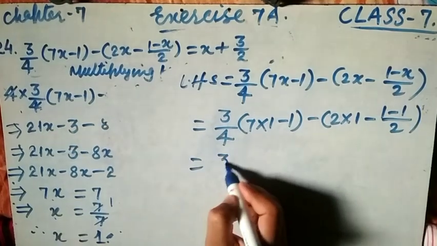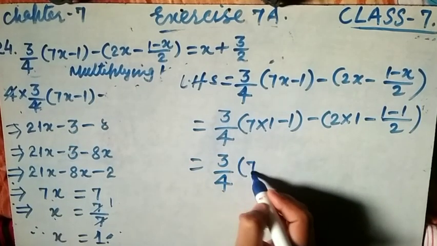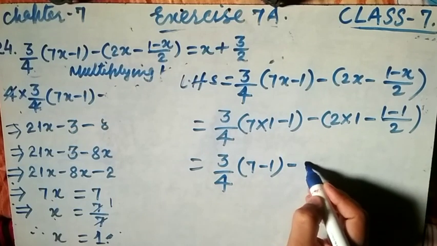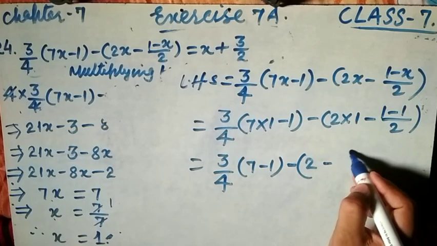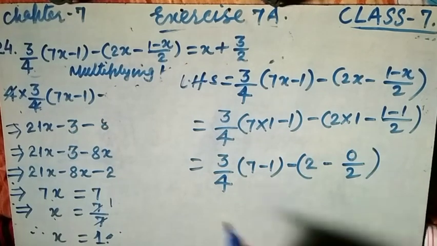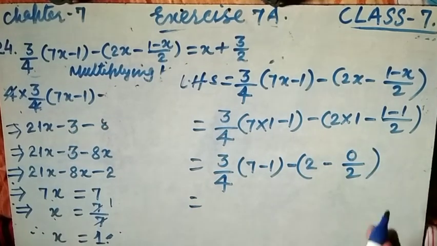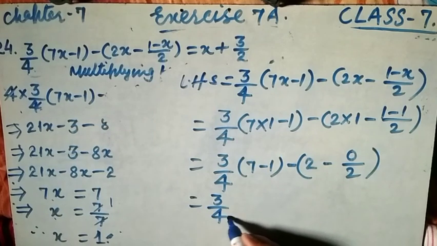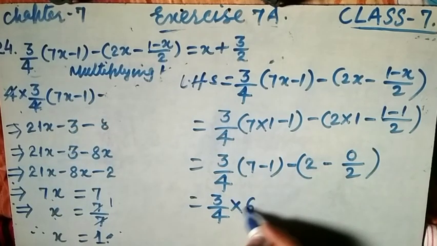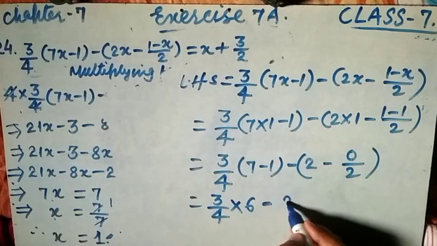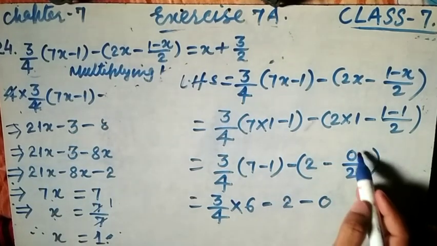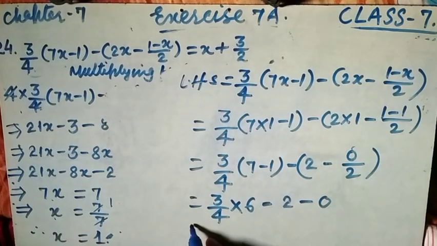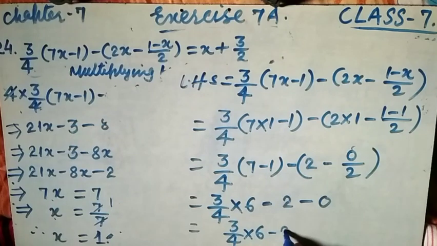Now let's see, 3 by 4 is as it is. 7 into 1 is 7 minus 1, minus 2 into 1 is 2, minus 1 minus 1 is equal to 0. 0 by 2, so if you remember friends, 0 by something is equal to 0. 3 by 4 as it is. 7 minus 1 becomes 6. Here is the minus 2, and this is 0, because 0 by something is 0. Now this becomes 3 by 4 multiplied by 6 and minus 2.